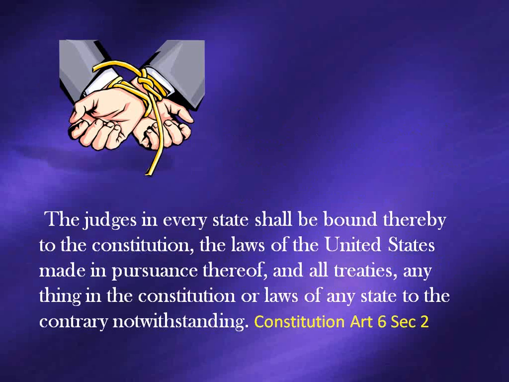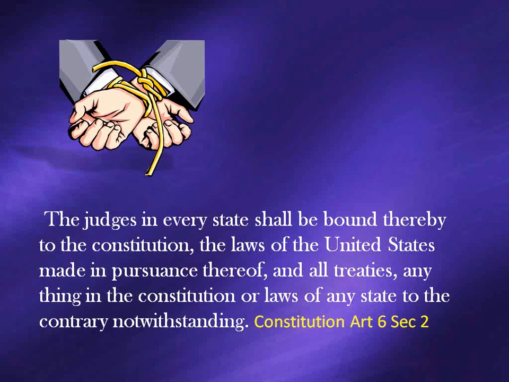Judges in every state shall be bound thereby to the Constitution, the laws of the United States made in pursuance thereof, and all treaties. Anything in the constitutional laws of any state to the contrary notwithstanding. Again, judges are bound to the treaties. They are bound to the Treaty of Peace, 1787. They cannot get around that. The people's sovereignty is secure there, and the judges have to abide by it.